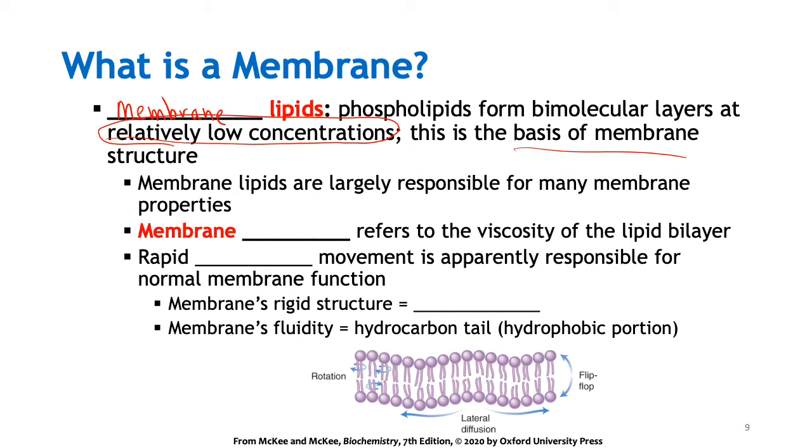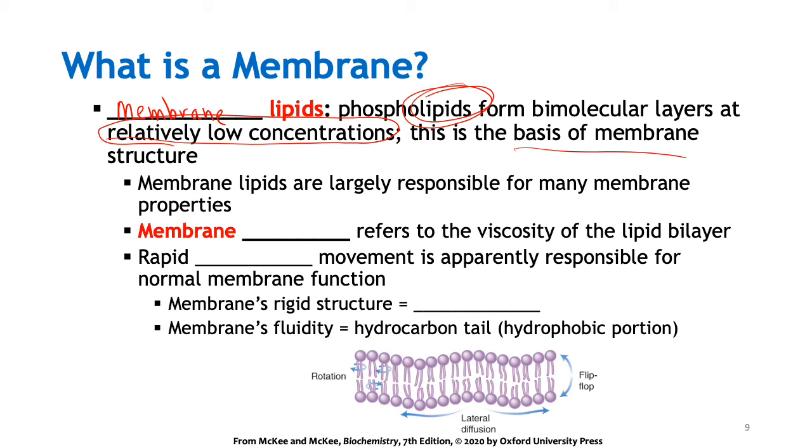And remember, a phospholipid is a type of lipid. Remember, it has that glycerol backbone, and it has a phosphate group and 2 fatty acids attached. So go back to last lecture if you need some extra help remembering what that is. Membrane lipids are largely responsible for many of the membrane properties.